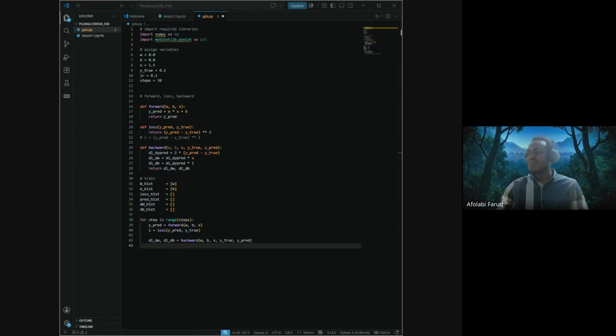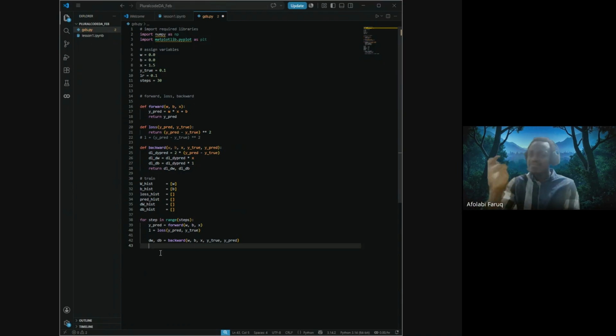Then after that, we append each of them as needed. For example, Y pred is being appended to the prediction history, the loss to the loss history, and dL dW and dL dB are being appended. So here we have W, and then the B. So that is the gradient update for the weight and bias. This is exactly the essence of backpropagation.